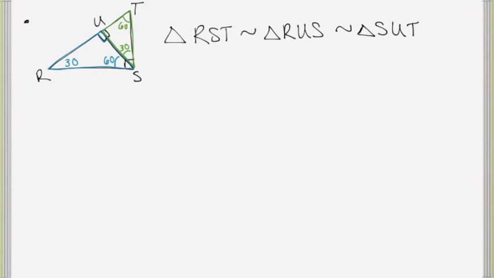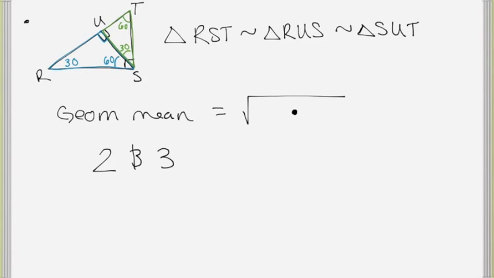The next type of example I want to look at, the directions will ask you to find a geometric mean between two numbers. Geometric mean was defined in the notes as being a square root of a product. We are going to multiply the numbers together and take the square root of them. So what is the geometric mean of 2 and 3?